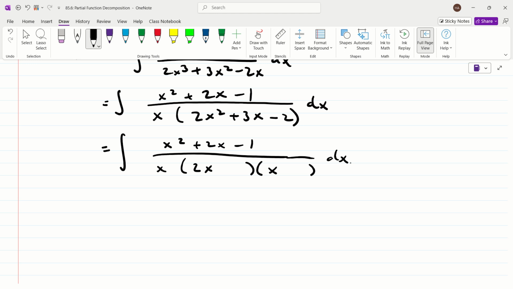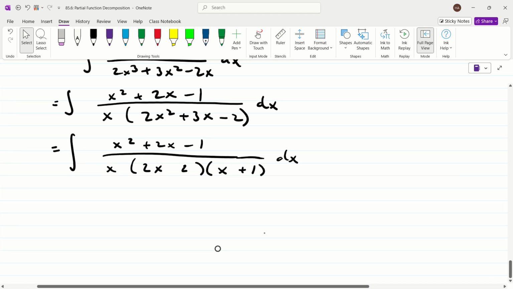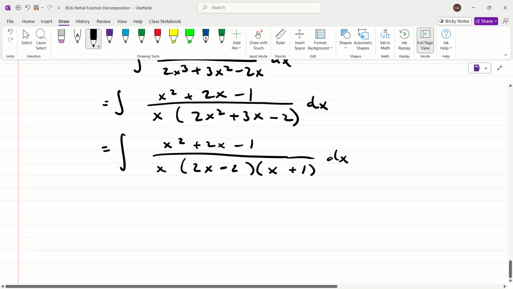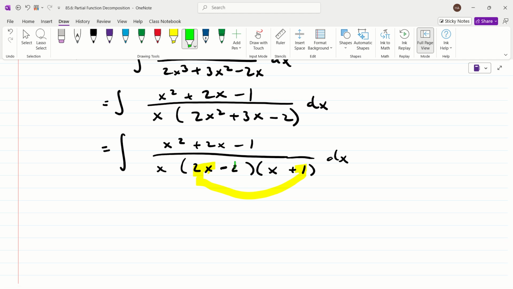Let's see. To get that -2, I need maybe a 2 and a 1. One of them has to be negative. Does that work? Well, let's see. This guy times that guy gives me 2x. This guy times that guy gives me another 2x. Those guys will cancel out completely. I don't want them to cancel out completely. So maybe I need this guy to be a +2 and this guy to be a -1.